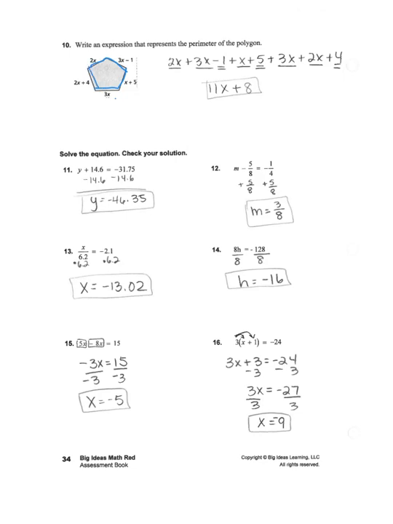So I went through and I identified the like terms. So I had the 2x, the 3x, the positive x, the 3x, and the 2x. Put all those together, get 11x. And then I had -1, positive 5, positive 4. So a -1 and positive 5 is a positive 4. Positive 4 and positive 4 gives me that positive 8. So I wrote it like that.